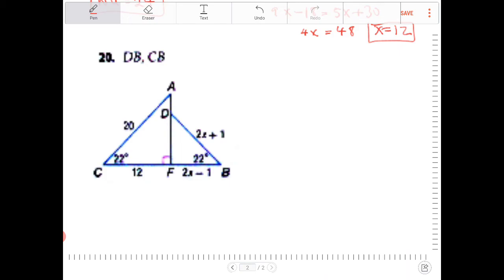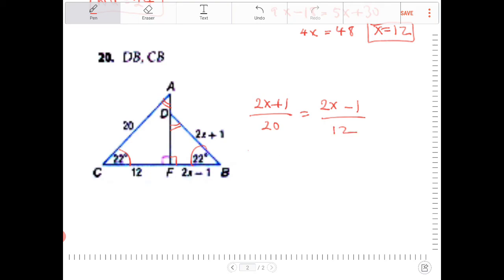Next, I have this is a right angle, and these two angles are congruent. So therefore, these angles over here are going to be congruent. So therefore, I can set up 2x plus 1, which is the hypotenuse, to the hypotenuse of the other triangle, which is 20. And it corresponds with 2x minus 1 to 12.